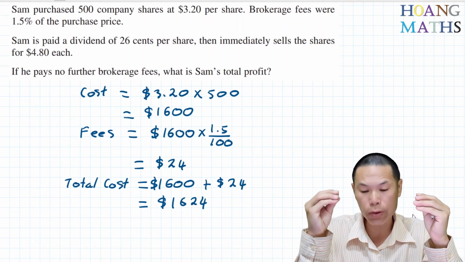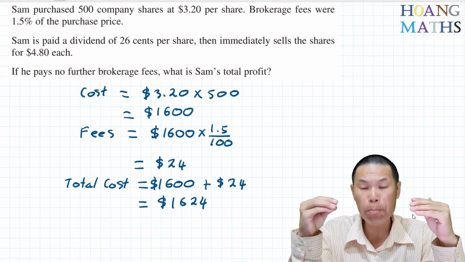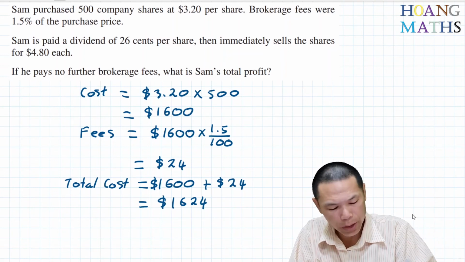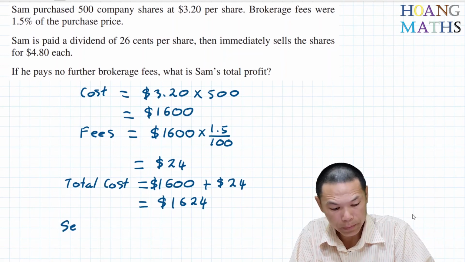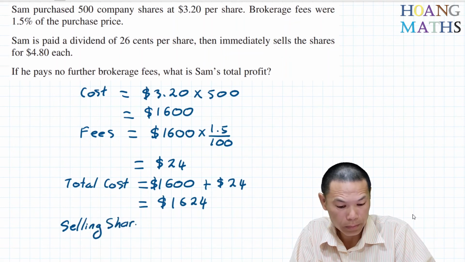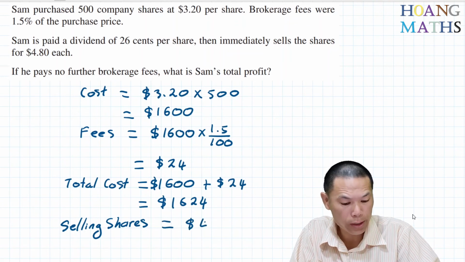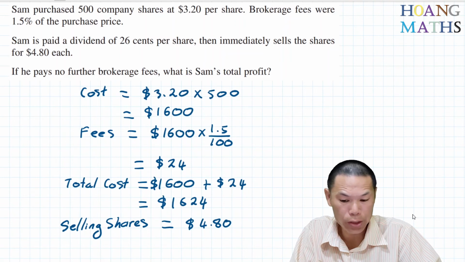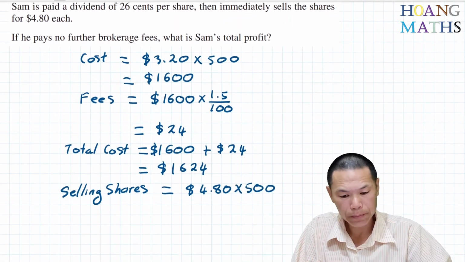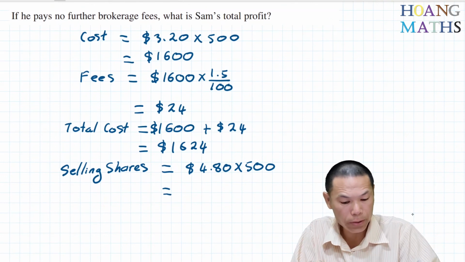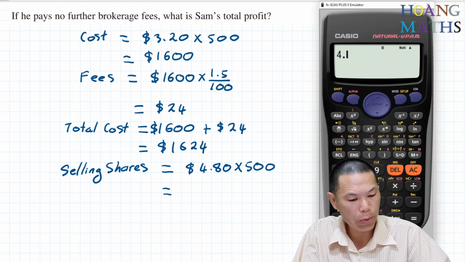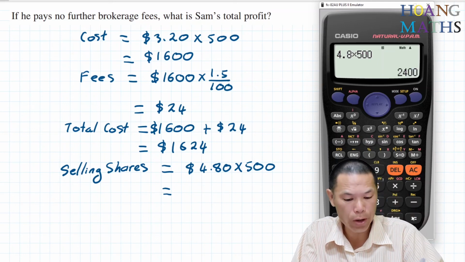Now we need to work out the money that he received from selling his shares. And he sold for $4.80 each, and he sold 500 shares. So that's how much he gets. So that is equal to, so just go 4.8 times 500. So that is $2,400.